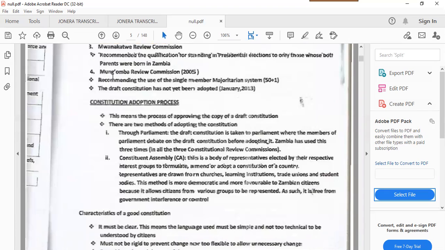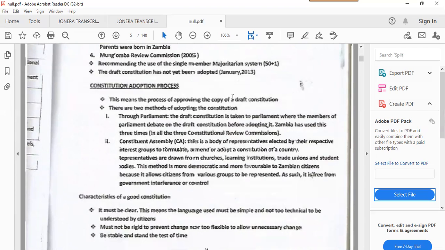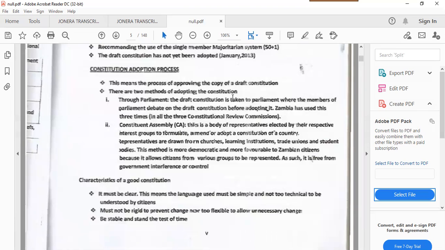The fourth one was the Mung'omba Review Commission in 2005, which recommended the use of a single member majoritarian system, like 50 plus one. So you need to have at least 50 percent of the votes to stand as a presidential candidate. If you don't have this number of majoritarian votes, you cannot stand. Then, the draft constitution has not yet been adopted as of January 2013. Because Zambia has a written constitutional system, it's not easily amended. So here we are, still subject to change. So how do we, what is the process? What processes do we use to adopt a constitution?